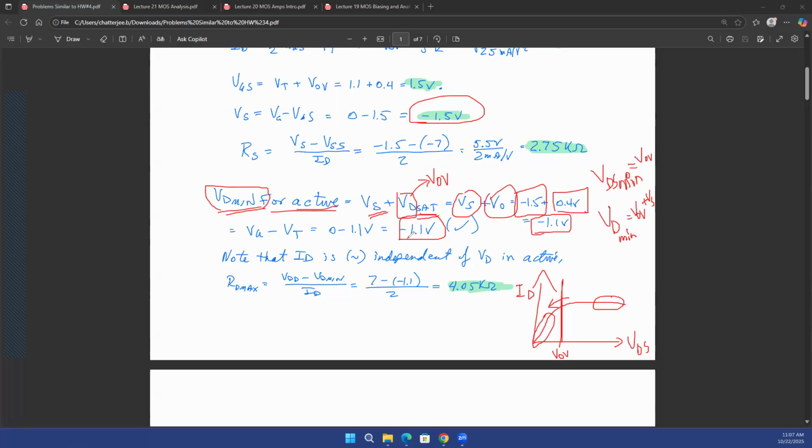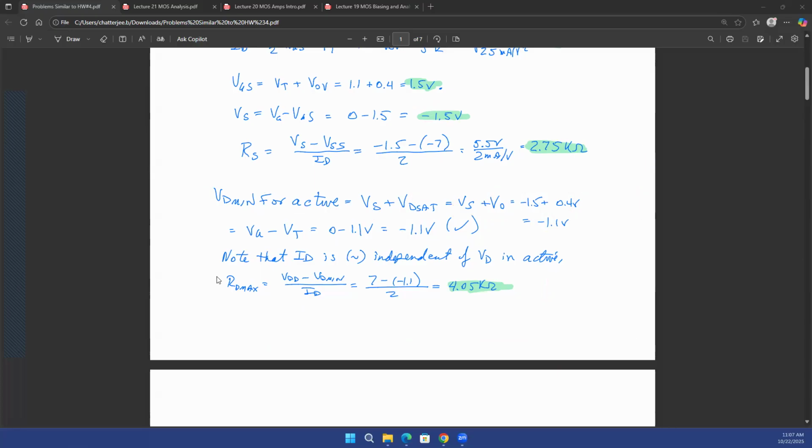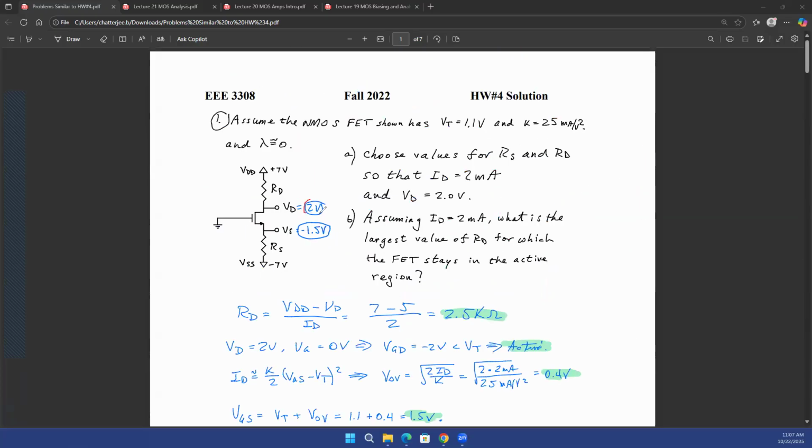And if your VD min is minus 1.1, what we are saying is that instead of this 2 volt, if VD is reduced to minus 1.1 volt, even then the transistor will be in saturation. But if VD reduces any further, then the transistor will go into triode. Because VS has to be minus 1.5 volt, since your ID is 2 milliamperes and RS is, let's say, 2.75 kilo ohm. So the voltage drop across RS is going to be fixed. That means the value of VS is going to be fixed at minus 1.5 volt.